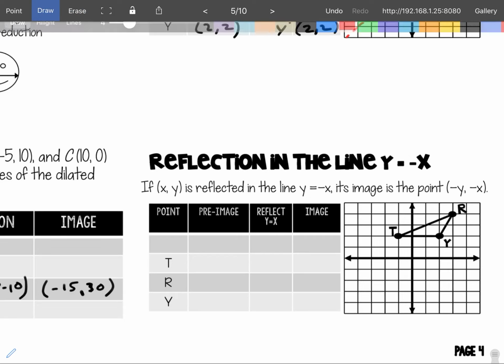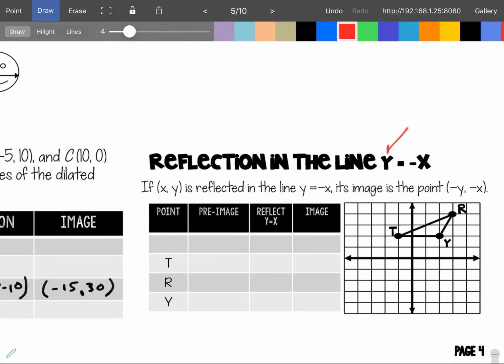Let me fix it for you guys. So this again is y equals negative 1 over 1 x plus 0. Like that. Well, that line would be right here. That would be a diagonal line going this way. We're not going to do all of these points, but you can see the rule right here, and you're going to have your notes to do this.